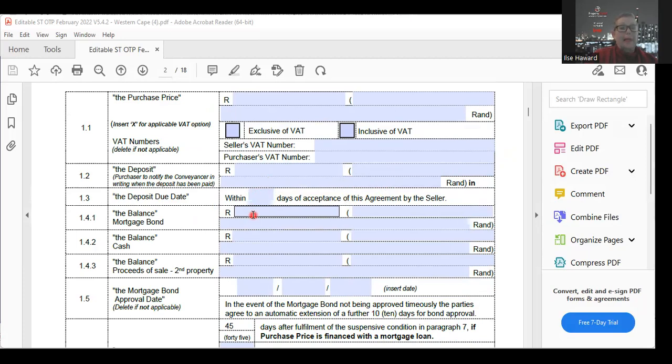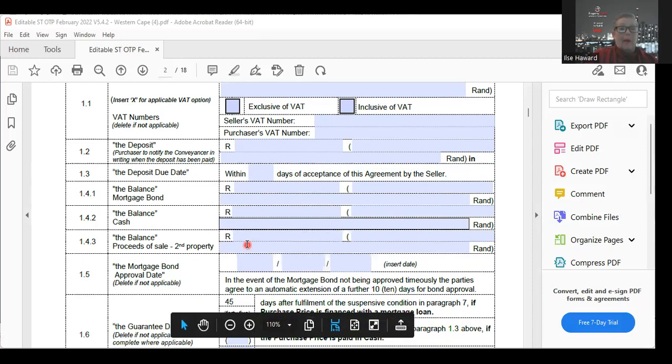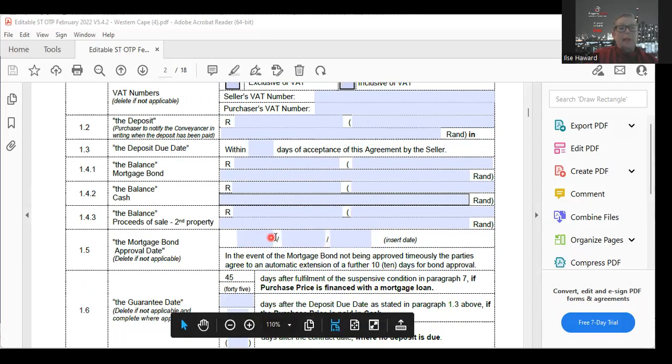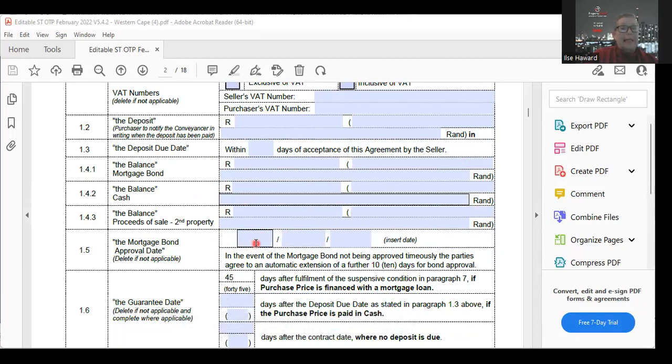is a million, which either has to go on a bond or be paid cash or comes from the sale of another property. Whichever one it might be, fill it in and the rest you make NA. So let's say it's a bond, then this will be 1 million, and in words 1 million. If it's cash, you put that there. And if 1 million is going to come from a subject property which is being sold, then that will come in here. The mortgage bond has to be filled in with the date.